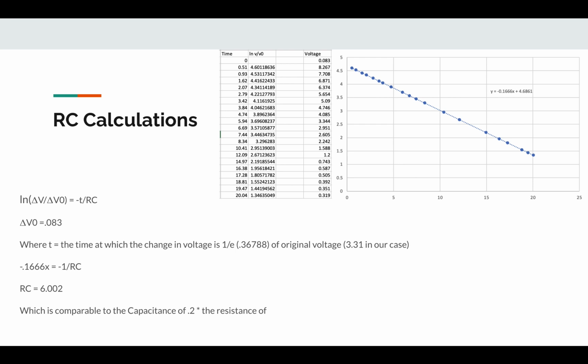And so I just did times up to 20 seconds and then took those voltage measurements and then did ln of V over V naught, where V naught equals 0.083, which I got from the simulation, and then wherever t is the time at which the voltage is 1 over e of the original voltage, which would be 3.31 in our case. We got negative 1.66 for the slope, as you can see on the graph, and we make that equal to negative 1 over RC. So RC equals 6.002, which is comparable to the capacitance that we calculated.